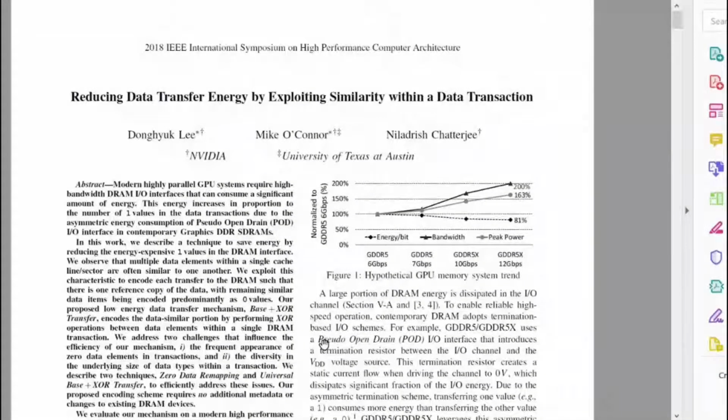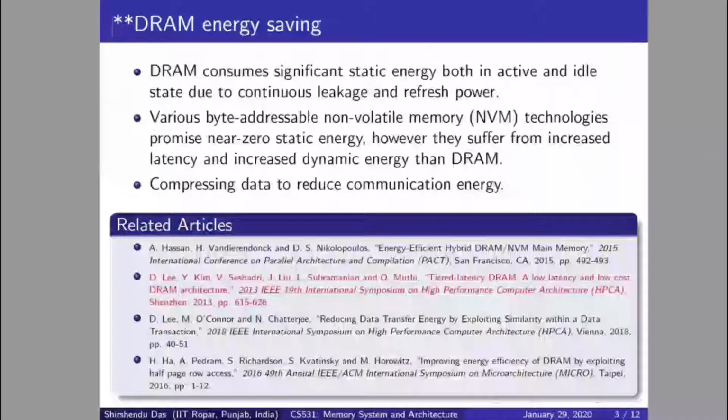So this is how you can also reduce energy consumption of DRAM by reducing the communication energy. Another similar concept in DRAM that we can use is compressing the data in DRAM. If you compress the data in DRAM and then store it in DRAM, then there are two advantages. First advantage is it will take less storage, and also it will take less energy.